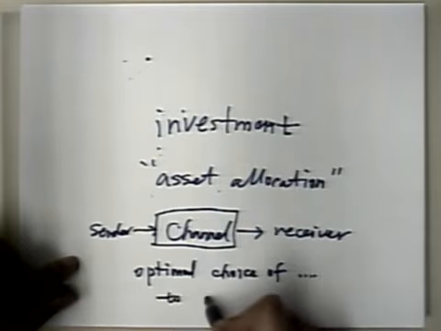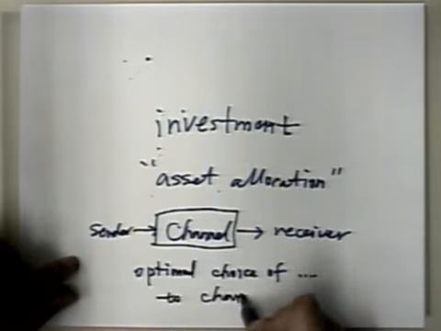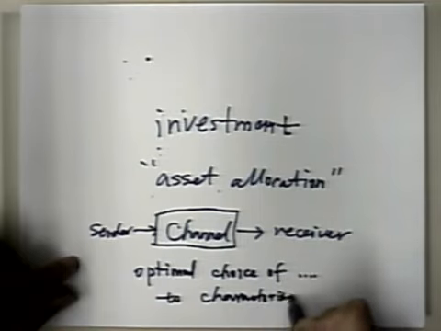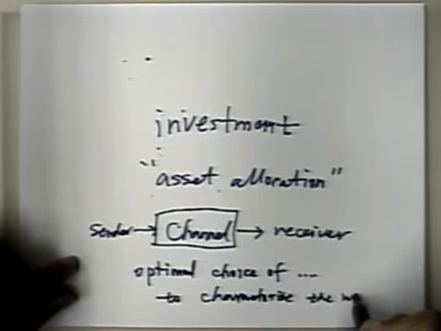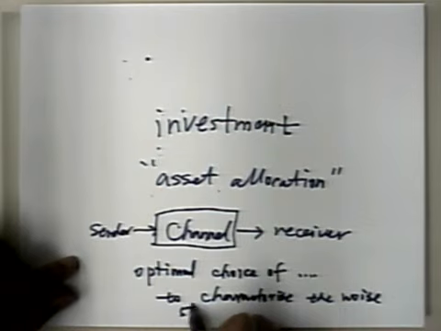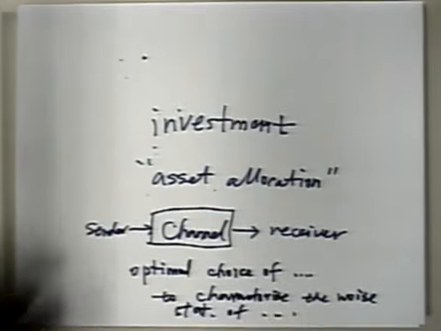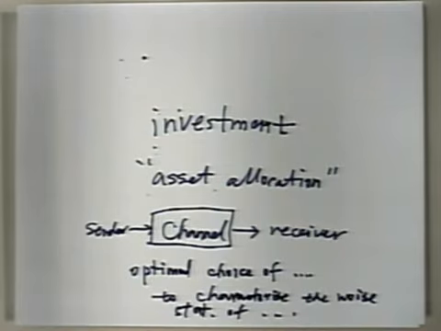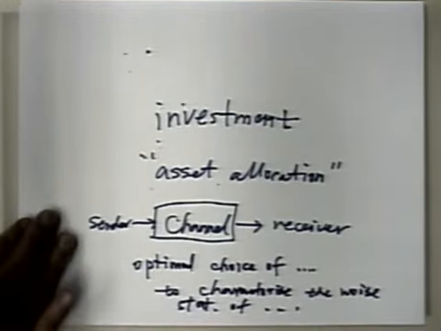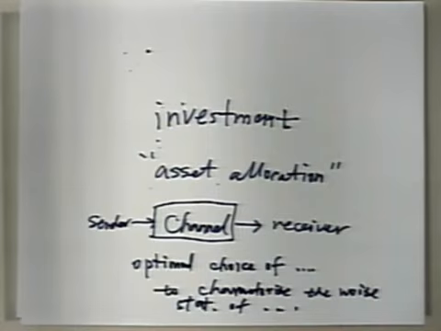So you can say some optimal choice of whatever to characterize the noise statistics of the underwater communication channel, right? Yeah. Something like you have maybe 10 million factors to begin with, and you may want to say what would be the best five factors that can characterize this underwater communication channel.